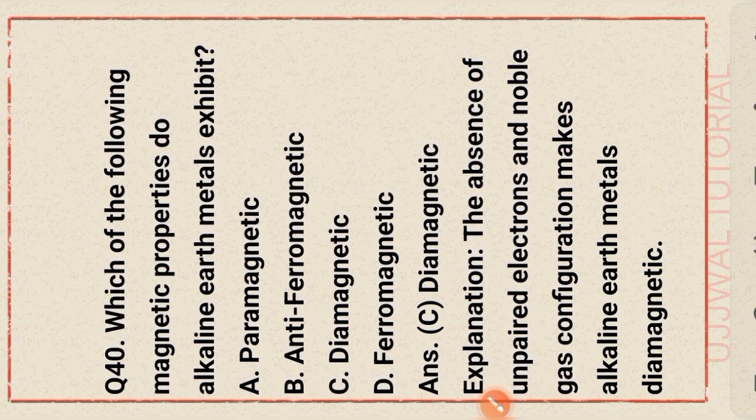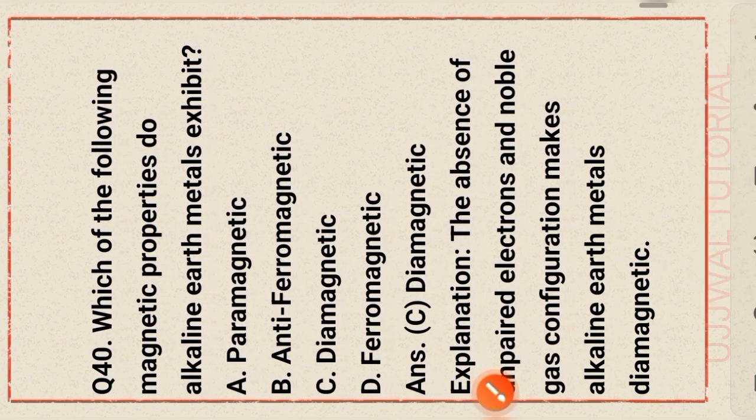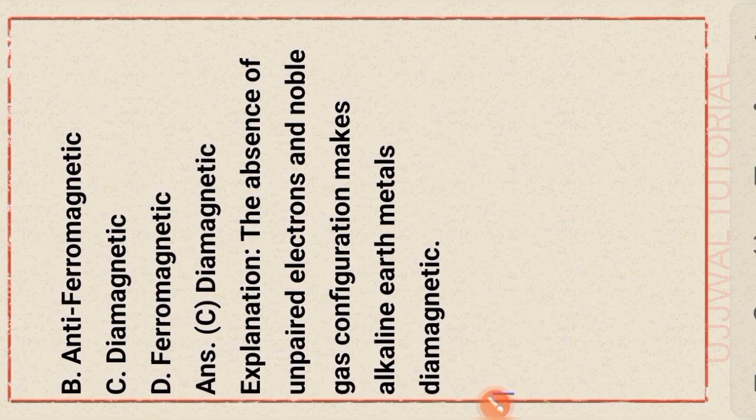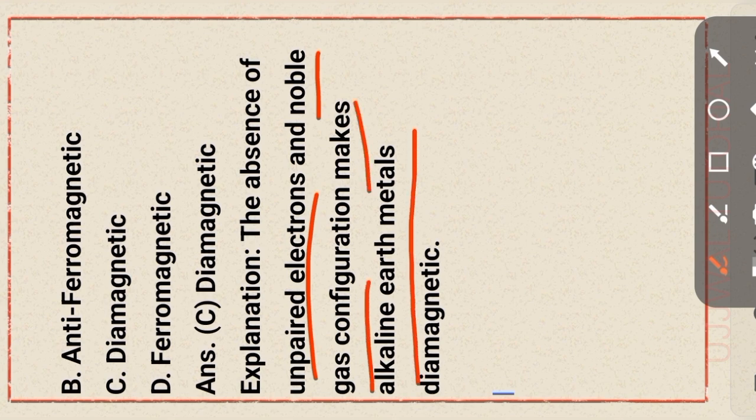Okay, next question. Which of the following magnetic properties do alkaline earth metals exhibit? Diamagnetic. Due to the explanation for this question, the absence of unpaired electrons and noble gas configuration makes alkaline earth metals diamagnetic.